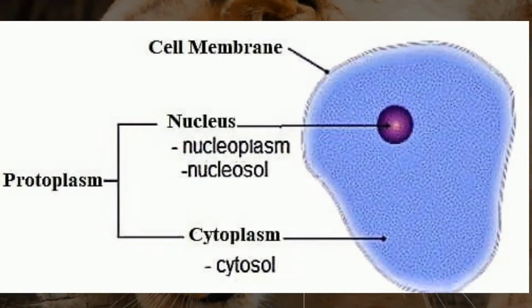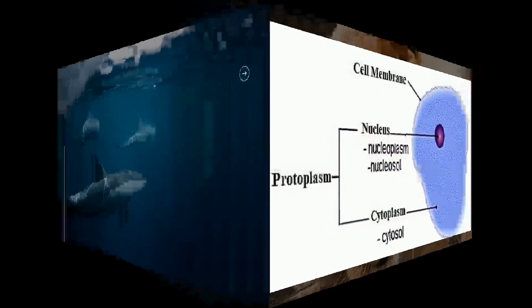And then we now have what we call the protoplasm. This protoplasm consists of the nucleus and cytoplasm. So if you are asked what are the two components of the protoplasm, it is the nucleus and the cytoplasm. So we still talk about the importance of the nucleus and the importance of the cytoplasm.